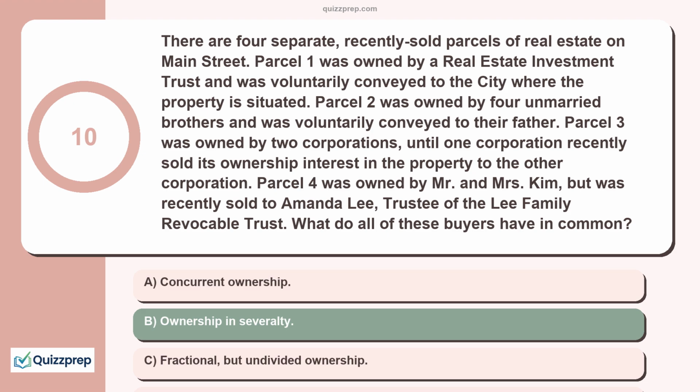A is incorrect. Concurrent ownership occurs when there are multiple owners of the same parcel of real estate holding title together at the same time. C is incorrect. If there are multiple owners, for example, one owner owns 90%, a second owner owns 9%, and the third owner owns 1%, ownership is described as fractional, but undivided. This means that no matter how small their ownership interest is, each owner has an equal right of possession as to the entire parcel of land.